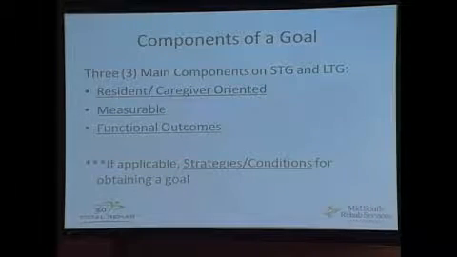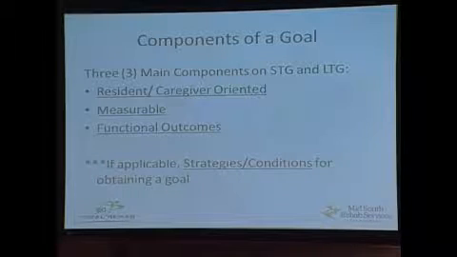You are to use those boxes when it is appropriate. It is not always appropriate. So you need to know the components. My goal needs to be patient, caregiver oriented, measurable, with functional outcomes. So I don't need a drop-down box for me to write my short-term goal for ambulation. Patient will ambulate 50 feet with a rolling walker, with contact guard assistance to ambulate from their room to the dining room. That goal was patient-oriented, it was measurable, and it has functional outcomes.